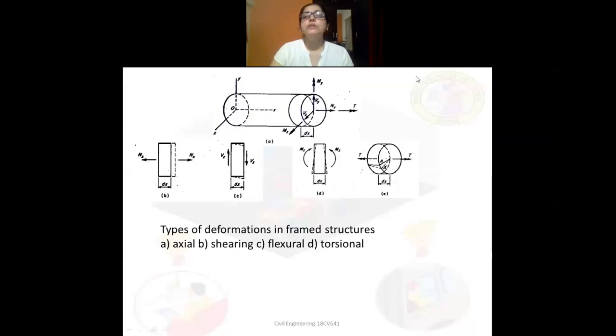Once again I'll explain. Axial deformation is along the axis, shearing deformation is perpendicular to the axis, flexural deformation causes bending of the member, and torsional deformation you can notice here in figure E.